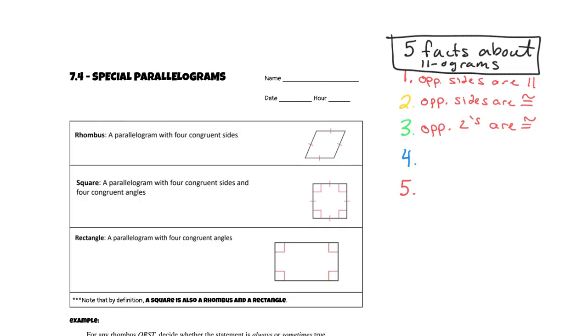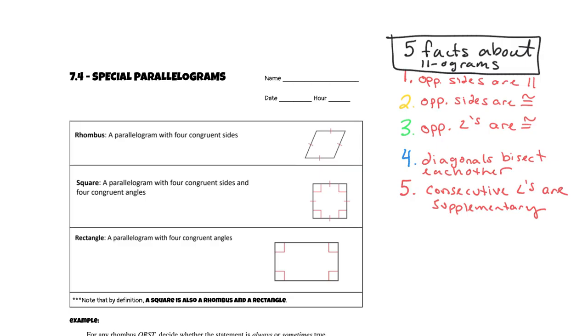And then we have the diagonals. They bisect each other. And then, of course, remember, C to C. Consecutive angles are supplementary. So for these special parallelograms, a rhombus, a square, and a rectangle, all 5 of these facts apply to those 3 quadrilaterals. Okay? So let's go ahead and take a look at them.